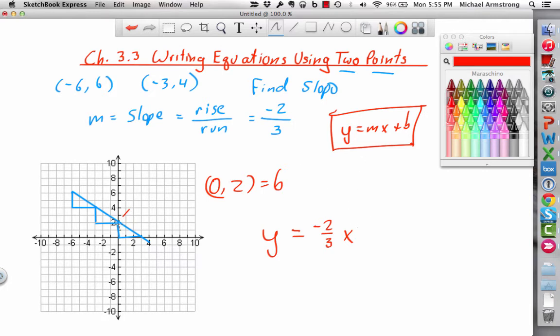And the b here, that looks like a 6. This is not a 6. The b here, make sure that doesn't look like a 6, is 2. So it's +2. You can see that it's in the positive direction. It's right here as the y-intercept. Y equals -2/3 x plus 2. Y equals mx plus b.